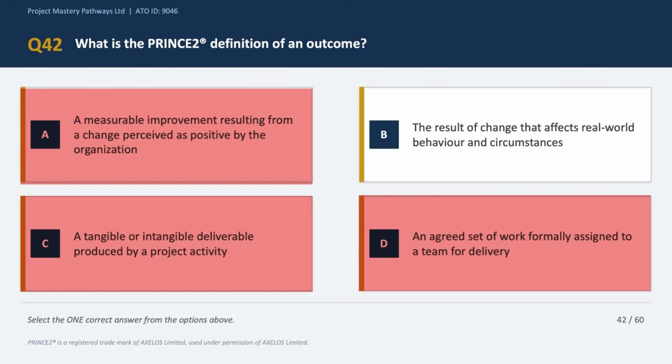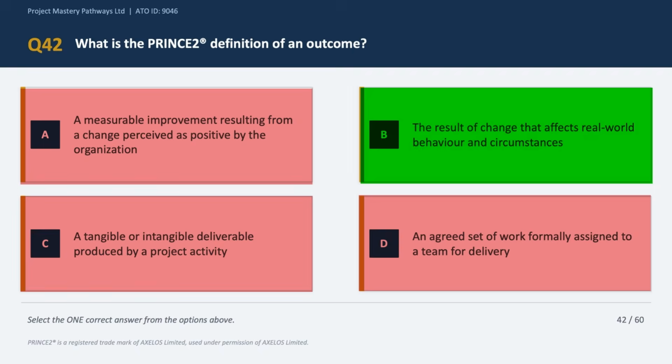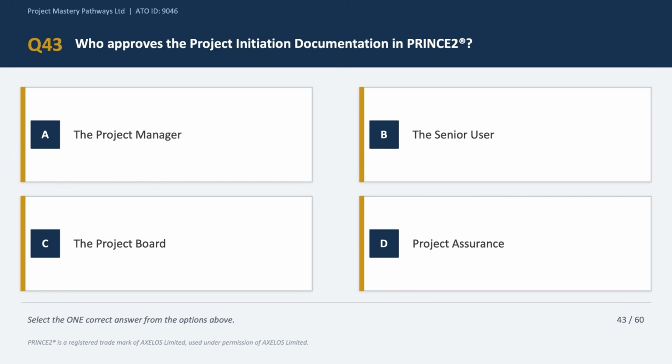Option B says the result of a change that affects real world behavior and circumstances. And that is the correct answer choice. An outcome is what changes in the real world as a result of using the project's outputs, okay? And outcomes can be positive or negative, because negative outcomes within PRINCE2 are called disbenefits, okay? So please go back to your manual and study this chain of output, outcome, and benefit within a PRINCE2 project. It's a very important concept for you to master if you are preparing for the PRINCE2 certification exam. So the correct answer is option B. Next, question number 43.